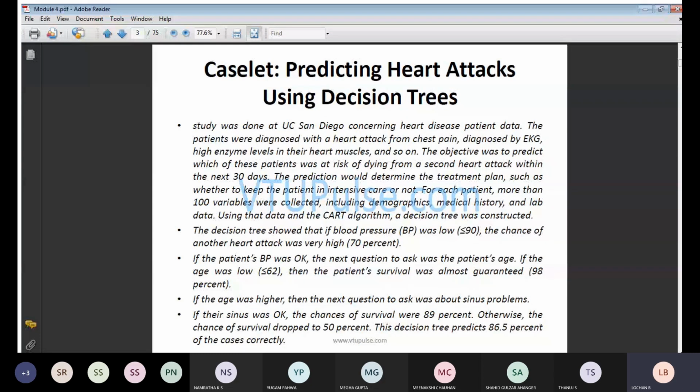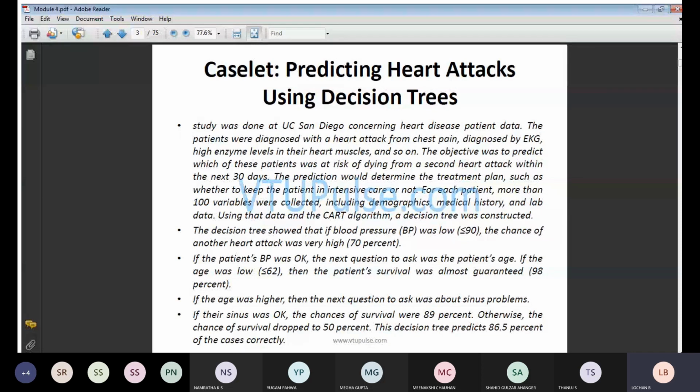For example, a study was done at UC San Diego concerning heart attack patient data. They are going to calculate the patients who are having heart diseases. The patients were diagnosed with a heart attack from chest pain diagnosed by the EKG, high enzyme level in the heart muscles and so on. The objective was to predict which of these patients was at risk of dying from a second attack within the next 30 days.